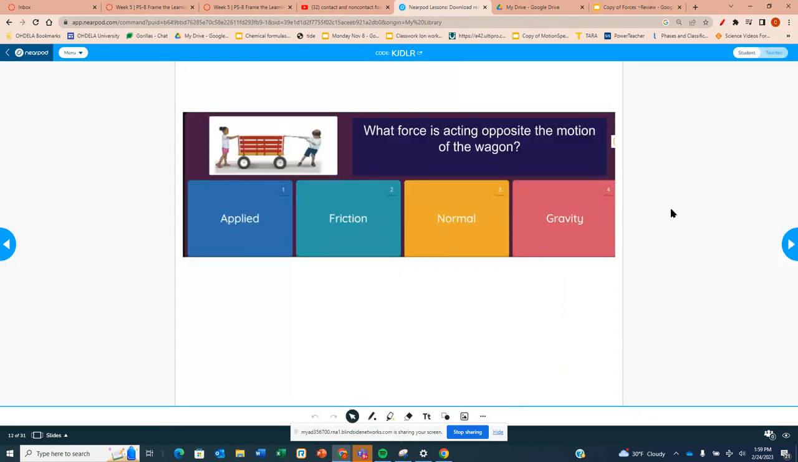All right, what force is acting opposite of the wagon's motion? So that's the frictional force. Frictional force is slowing this down. It could be kinetic friction, which, if it's moving, is slowing it down, makes it want to stop, so we have to keep applying the force. Or if it's not moving at all, it could be static friction.